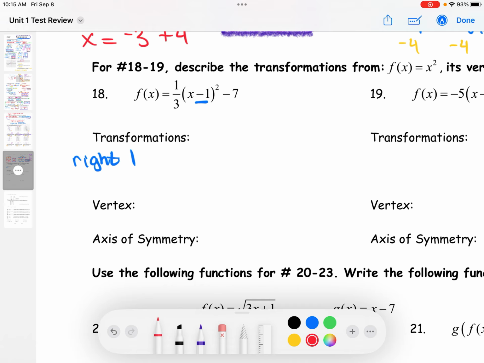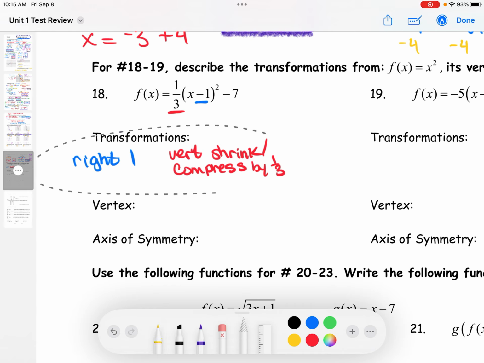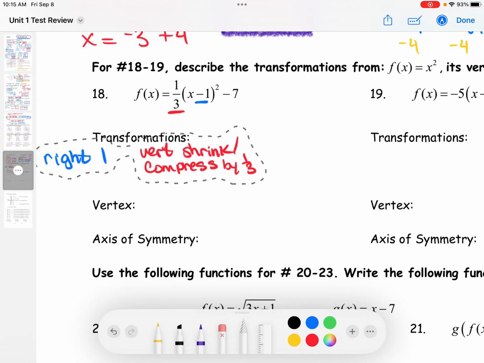Then, after parentheses, we would multiply. So we multiply by that 1/3. That is a vertical shrink or compress by a factor of 1/3. And then the next thing we would do would be add or subtract any terms. So that's the minus 7. That's vertical, up and down. It moves down 7.